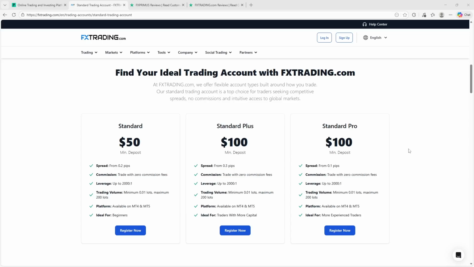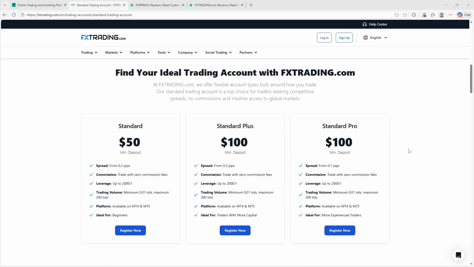Spreads start at competitive levels and are designed to remain stable across normal market conditions, helping traders plan entries and exits without constantly adjusting for fluctuating fees. For traders who demand tighter pricing control, FXTrading.com introduces professional-grade zero and raw spread accounts.